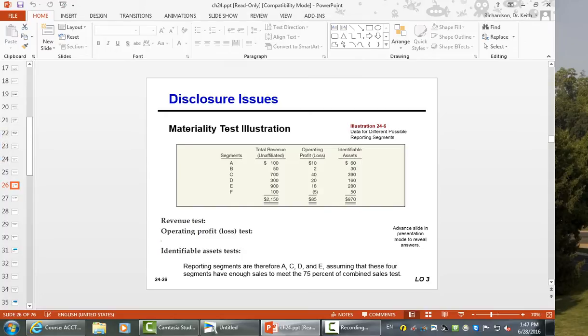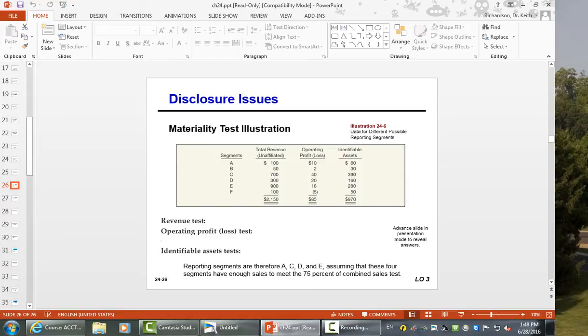You list them all, right? They have the revenues, the profit or loss, the identifiable assets, and then which one are you going to pick? Anything that is what? Out of the total, more than 10%. So it's really pretty simple, right? Just compute the percentages of the total.